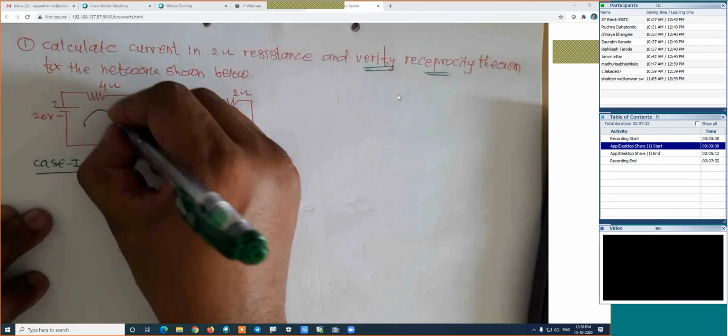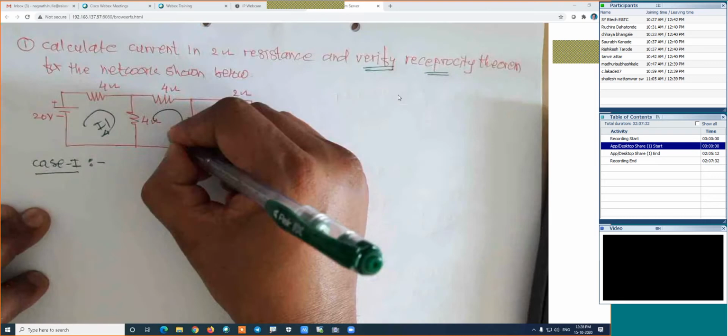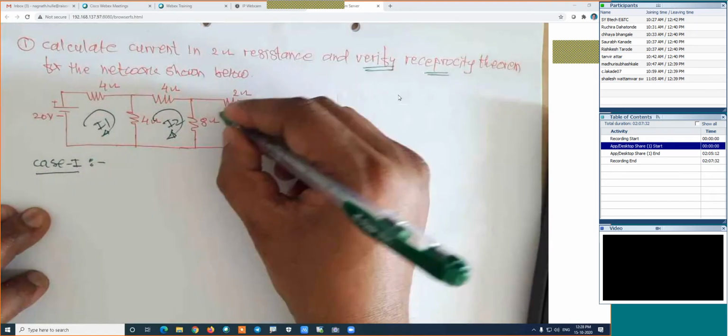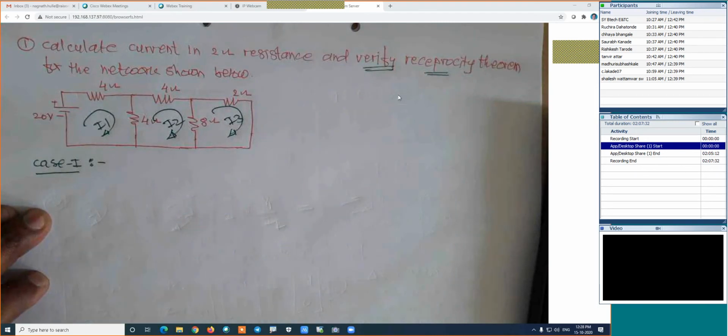This is loop 1, its current is I1. This is loop 2, its current is I2. And this is loop 3, its current is I3. Means we are interested in the calculation of the ratio of V divided by I3. That is case 1.